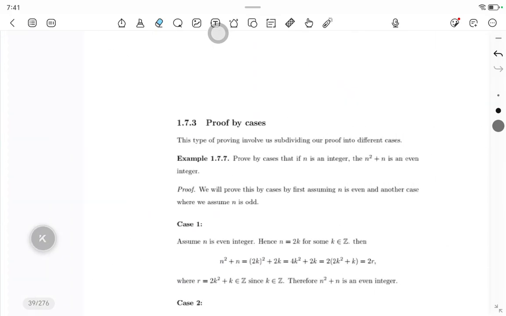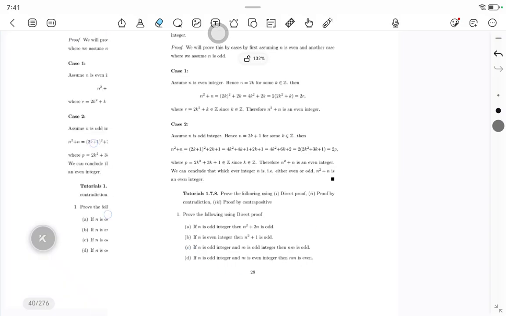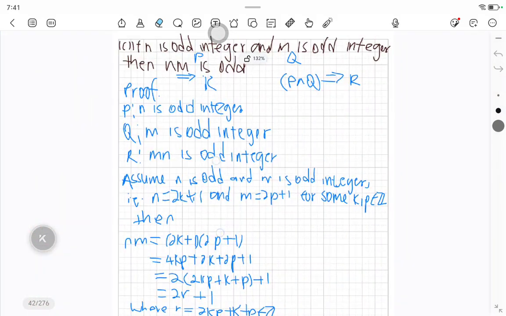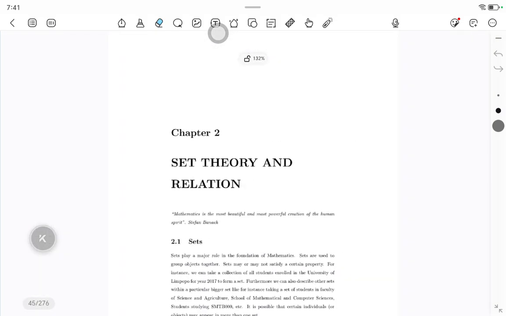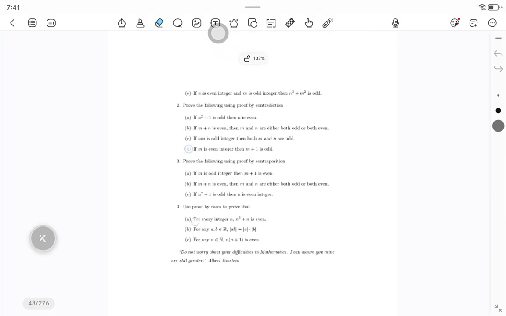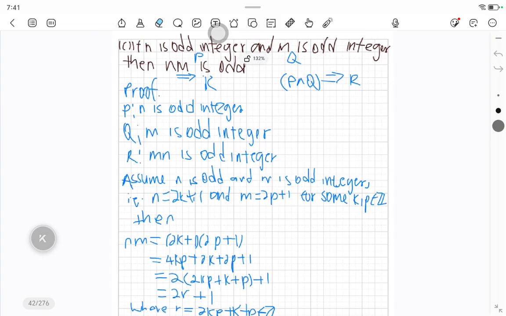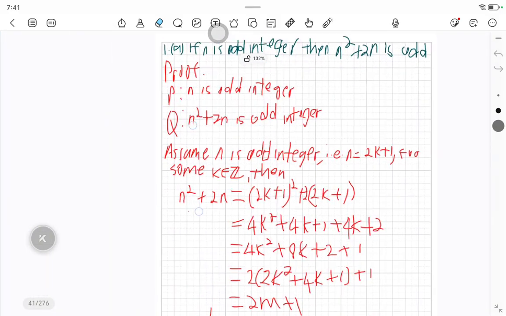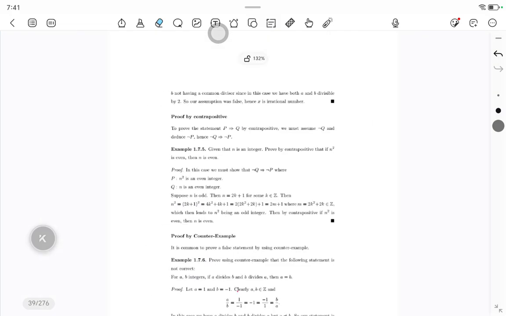So let me see if we can look at some examples on the tutorial. Let's see if the tutorial has something that says we should use a counterexample. Yeah, there's no counterexample there. I'll try to look for some counterexample questions, and then we'll see how we can do them.